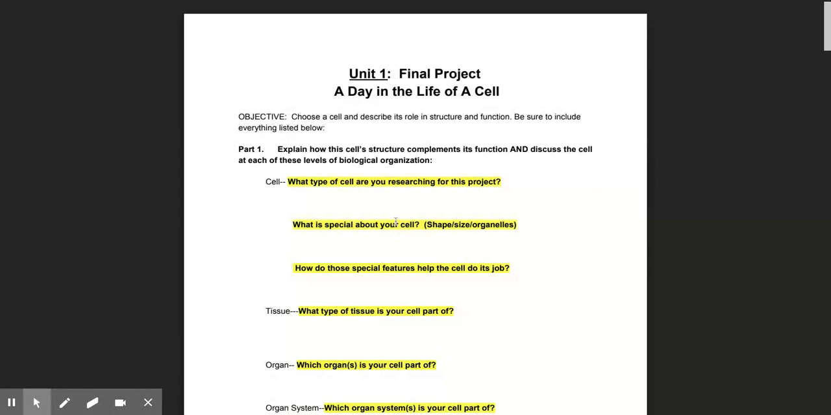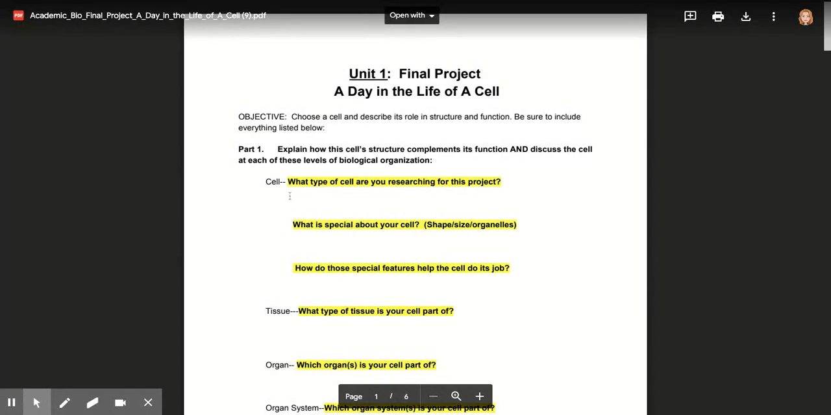So the first thing you want to do is choose a cell type. So this would be a human cell, like for example, a blood cell or a heart cell or a lung cell or a brain cell or a nerve tissue or nerve cell. And once you've gotten the specific type of cell, you want to look up its structure and think about how its structure, its shape, helps it do its job.